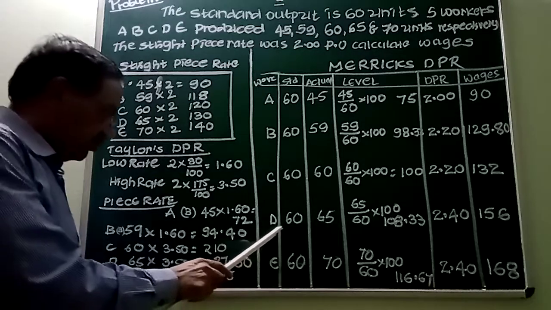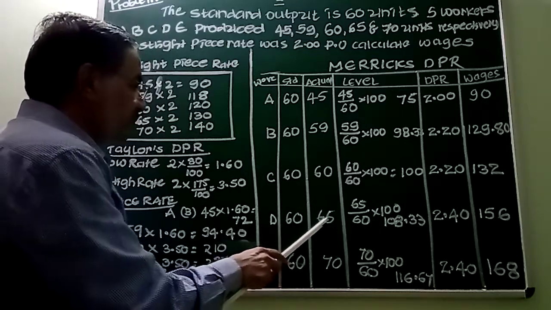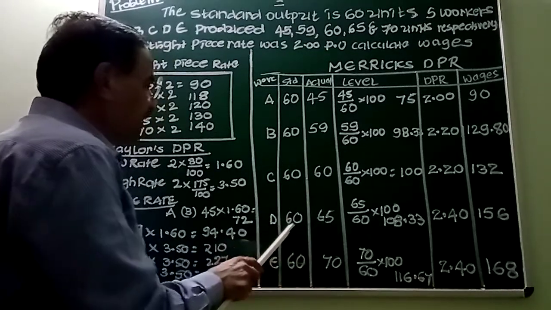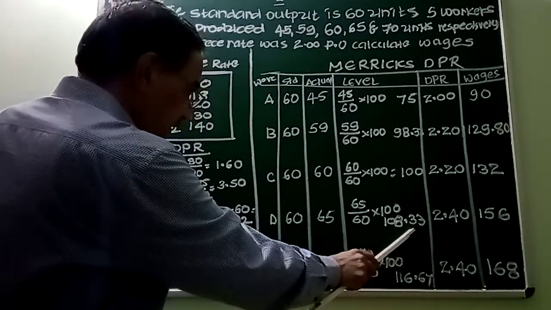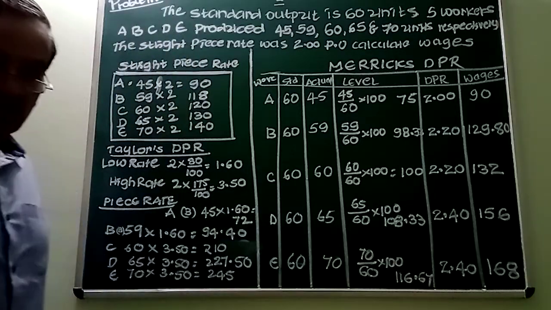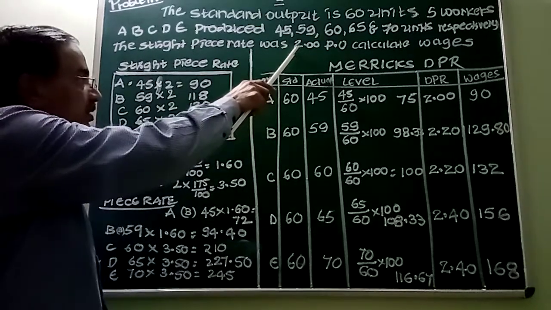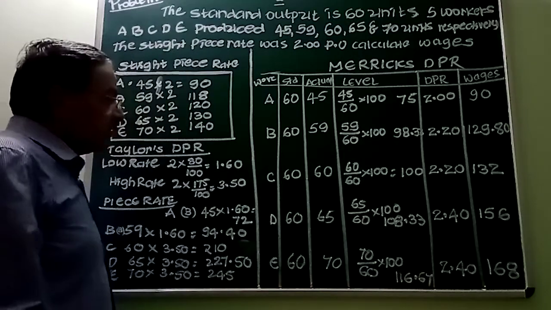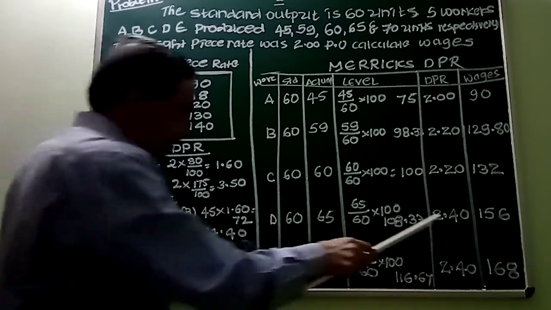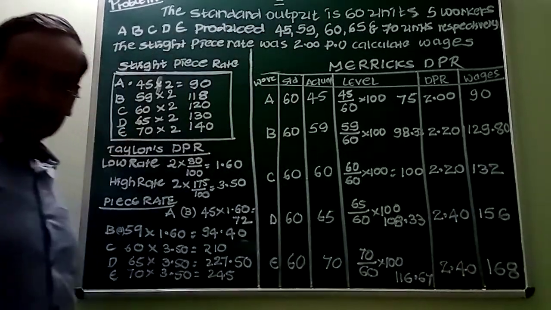See the fourth one, D. Obviously, he is above the standard because the standard is 60, he has produced 65. So 65 divided by 60 into 100, his level of efficiency is 108.33%. So he is above 100. So he gets the wages at the rate of 120% of the ordinary piece rate. 120% of 2 rupees is 2 rupees 40 paisa. So you multiply the third column with the fifth column. 65 into 2 rupees 40 paisa is equal to 156 rupees.